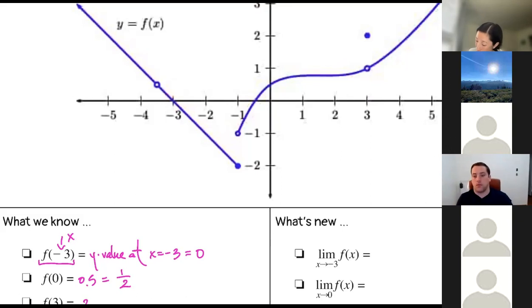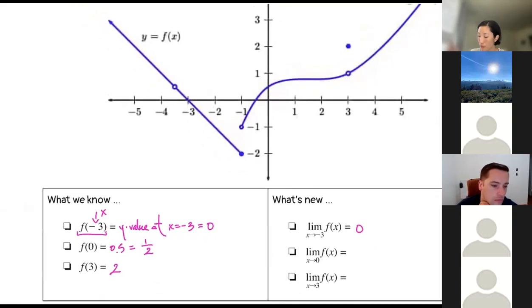Okay, and so when someone says limit, all they're saying is what's happening when we get really close to the point. They do not care what happens at the actual point. All right, so we don't care about what happens actually there. We care about what happens when we get really close.